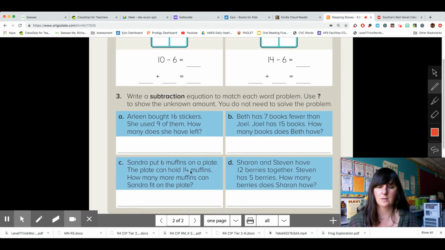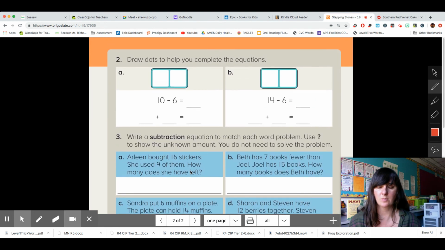Okay, let's look at the next page. Draw dots to help you complete the equations. So we have 10 minus 6. We have a subtraction equation and an addition equation that's totally blank here. We know that our total is 10 because that's what the subtraction equation starts with. We know that one of our parts is 6.